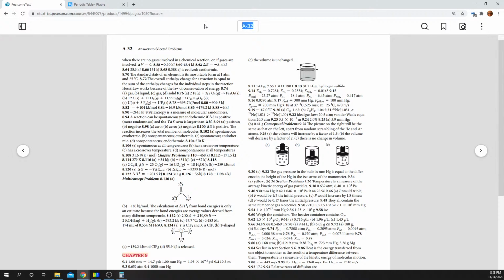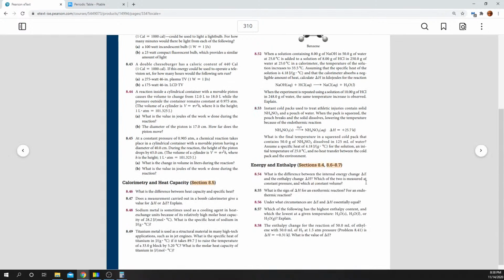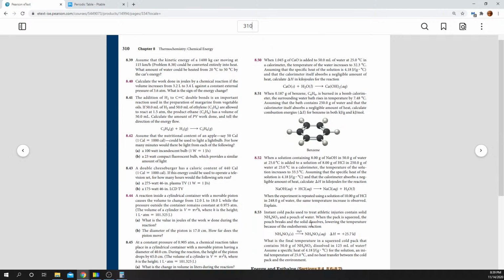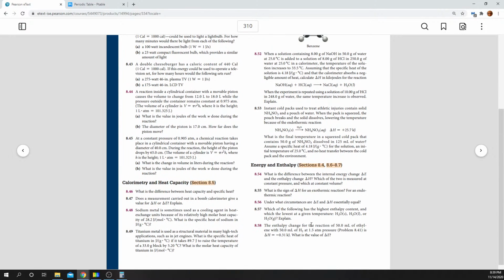All right, next up, number 58. The enthalpy change for the reaction of 50 mL of ethylene with 50 mL of hydrogen is the same as problem 41. So we're adding 50 mL of ethylene with 50 mL of H2 at 1.5 atmospheres of pressure. Delta H is negative 0.31 kilojoules. What is the value of delta E?